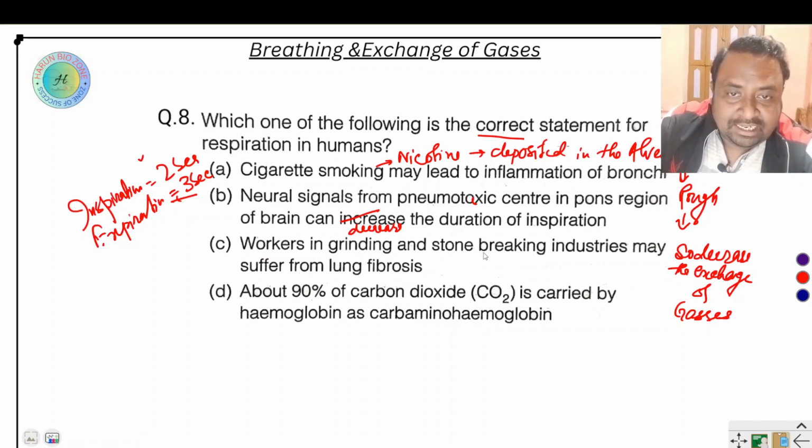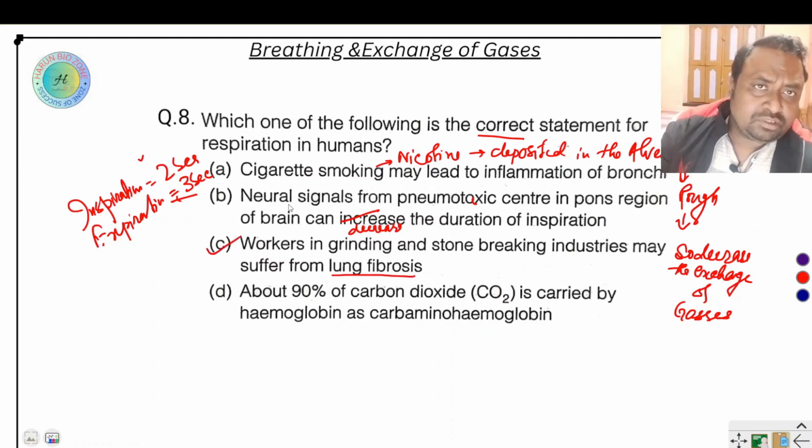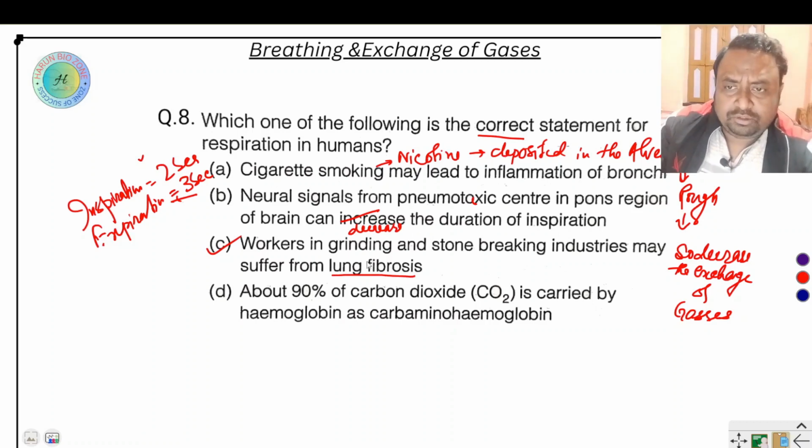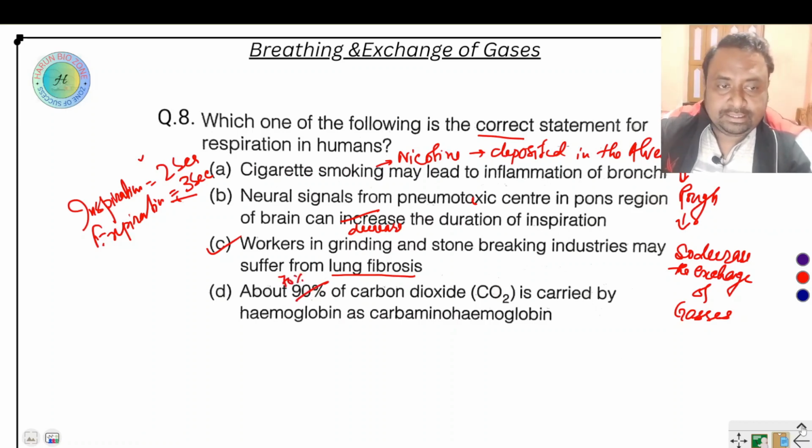Workers in the grinding and stone breaking industry may suffer from lung fibrosis. Different types of dust enter the lungs, so the lungs are full of dust and fibrosis occurs. About 70%. So the answer is C.